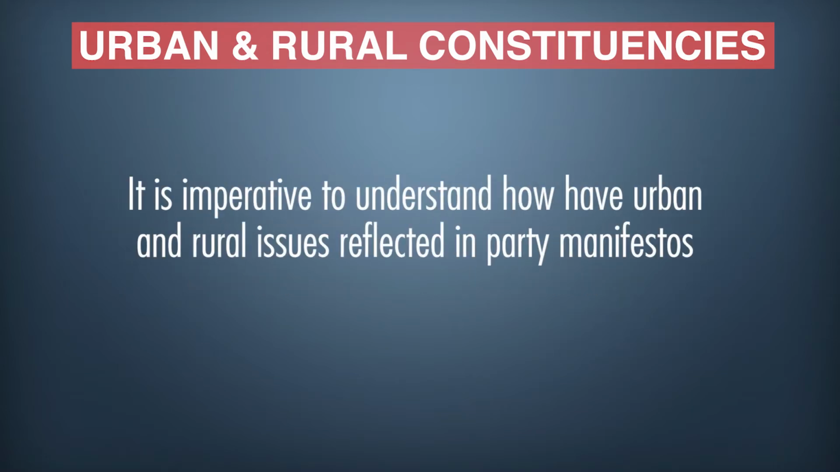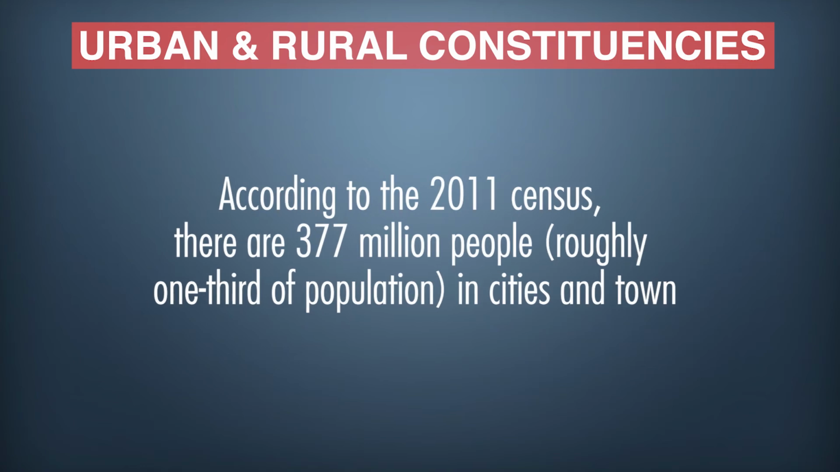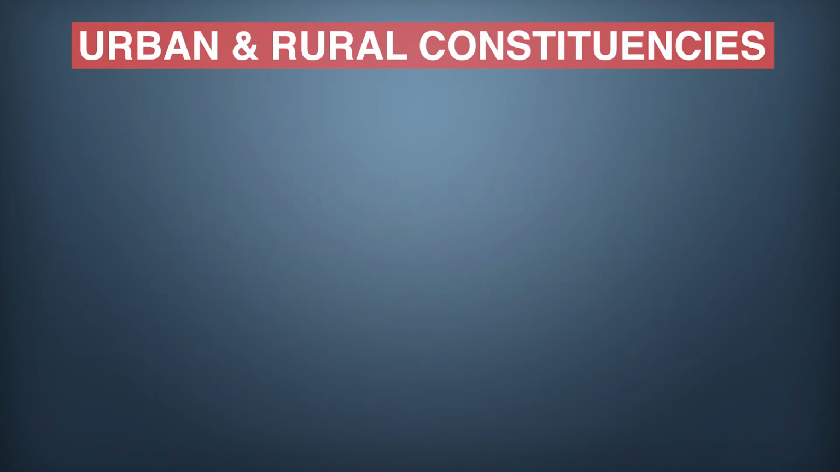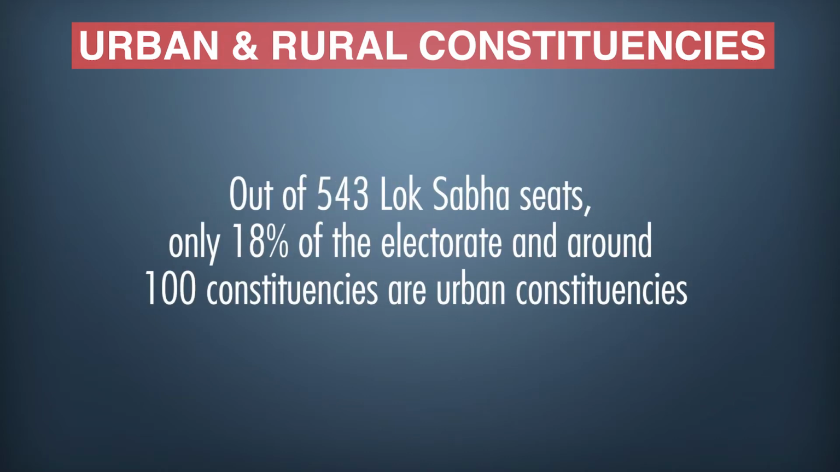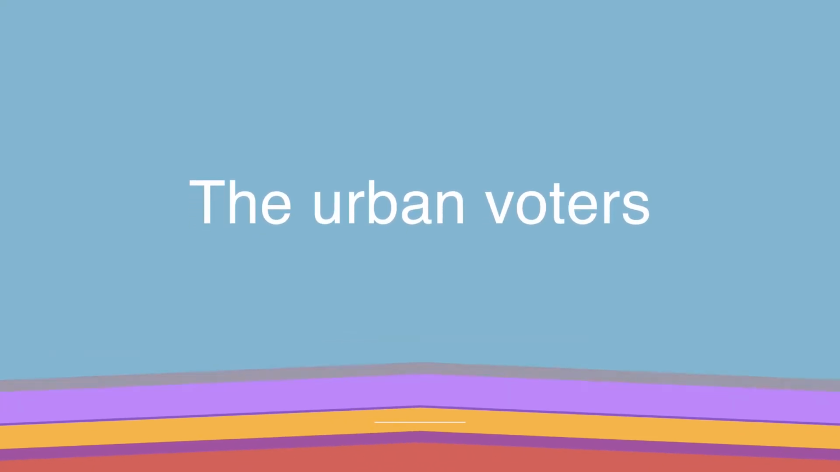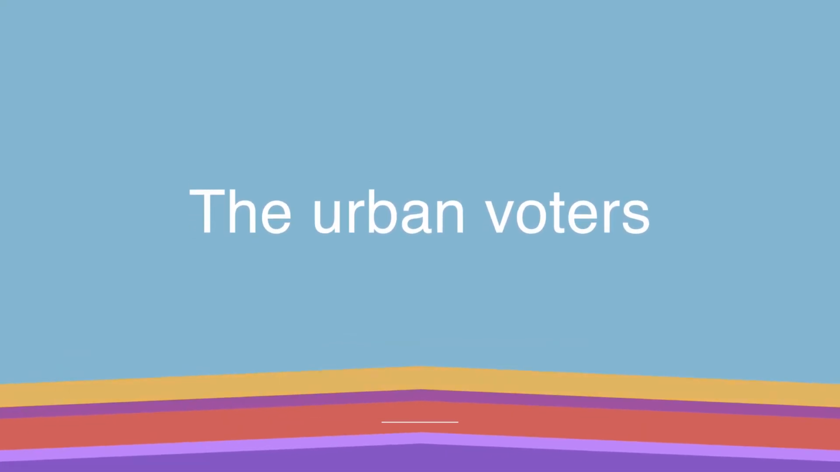It is imperative to understand how urban and rural issues have been reflected in party manifestos and whether they have influenced voting behavior. According to the 2011 census, there are 377 million people, roughly one-third of the population, residing in cities and towns. Out of the 543 Lok Sabha seats, only 18% of the electorate and around 100 constituencies are urban constituencies. The urban voters, and how have they voted?